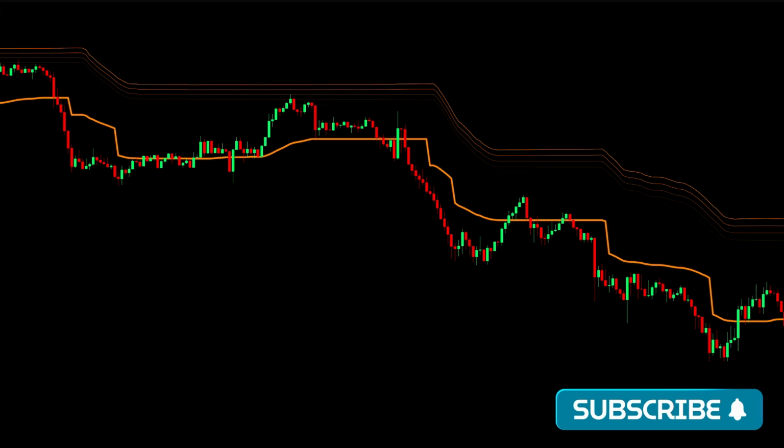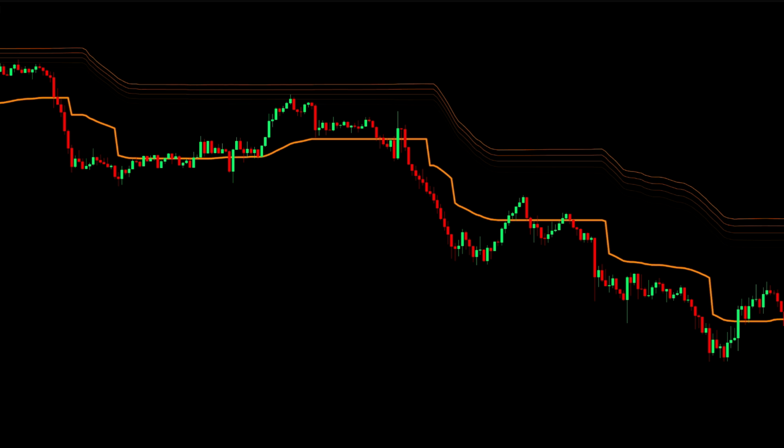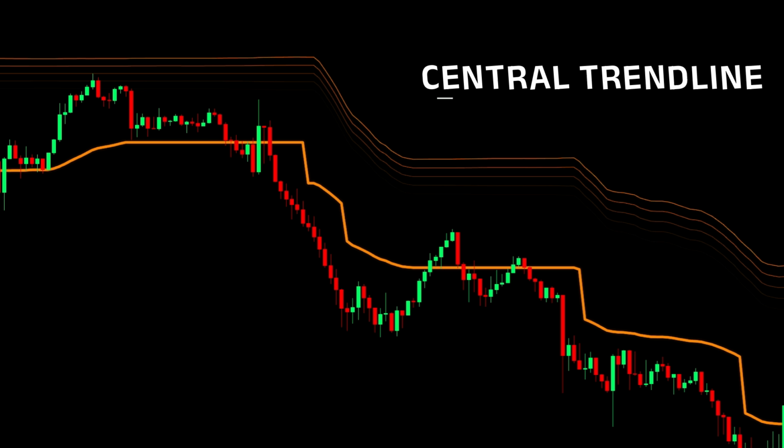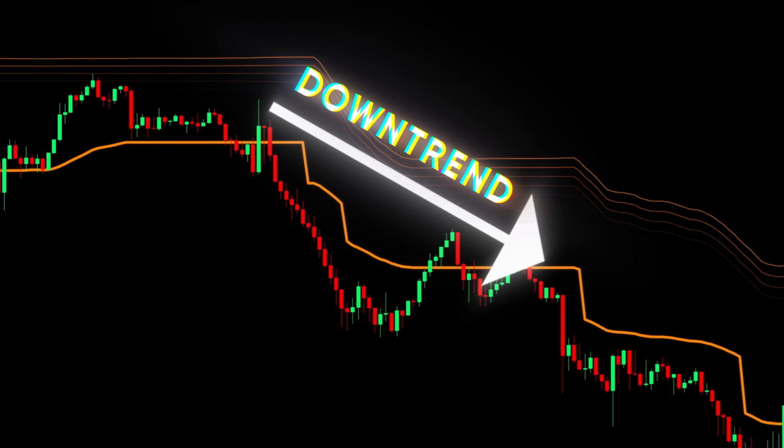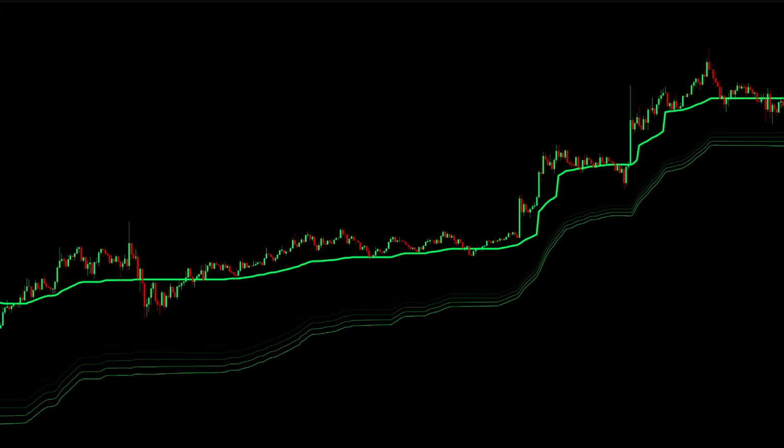You should see a thick line in the middle. That's the central trend line. It follows the overall direction of the market. Above and below that line, you can see those bands we just enabled. The trend line changes color. When the trend is red, the market is shifting into a downtrend. And when it turns green, the market is moving up.